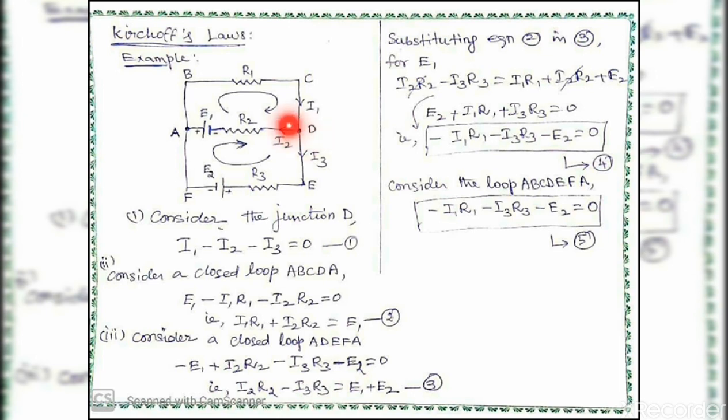So the first point, we consider a junction D. We can apply the current law, the Kirchhoff current law. At junction D, I1 is the entering current and I2, I3 are leaving currents. So I1 minus I2 minus I3 equals 0. So this is the first law.